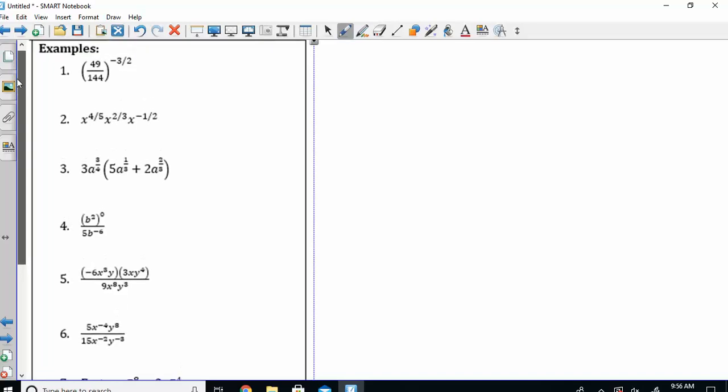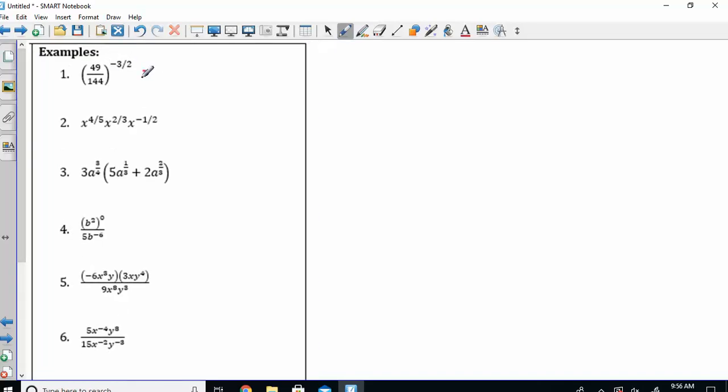Okay, number 1. 49 to the negative 3 halves. Let's talk about the negative for a second. What does a negative exponent do to my fraction? Flips the whole thing, so it becomes 144 over 49. Okay, when it was a fraction, we were working on this yesterday too, we write it in radical form. It's like, which one goes on the outside? The denominator. So this is saying the square root of that cubed.